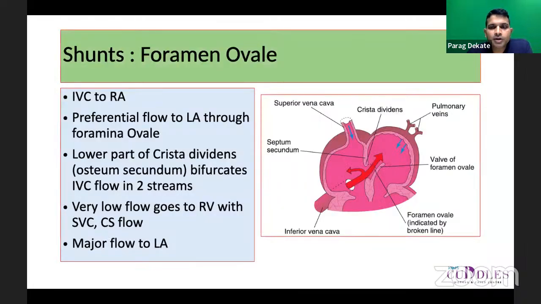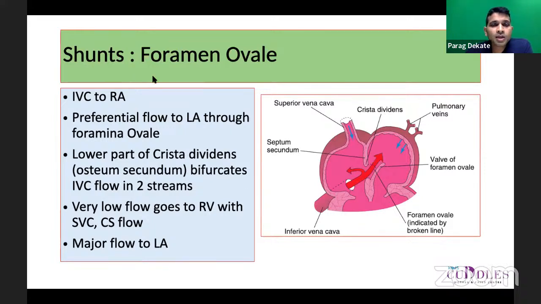And that is really important for this transition. You can see that there is a selective streaming of the blood through the lower part of the crista dividens, and the blood is going into the left atrium, because we want more oxygenated blood to go into the LA so that it goes into the LV and then into the brain.